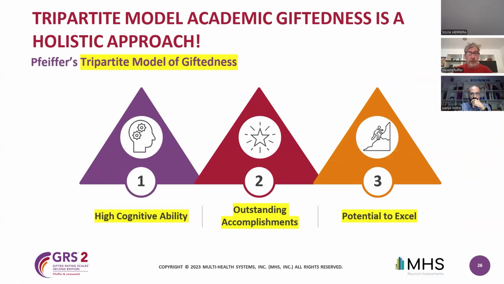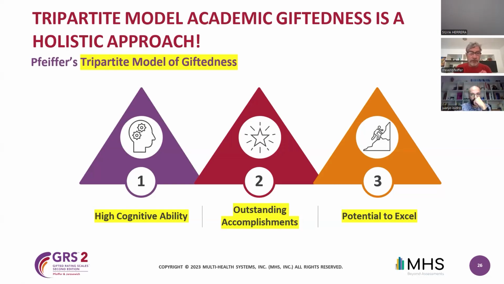So this colorful picture depicts my model, Pfeiffer's tripartite model of giftedness. I introduced this in 1998 and expanded upon it over the next 10 to 12 years. Essentially, the tripartite model of giftedness looks at academic giftedness from not 1, not 2, but 3 perspectives, multiple perspectives.